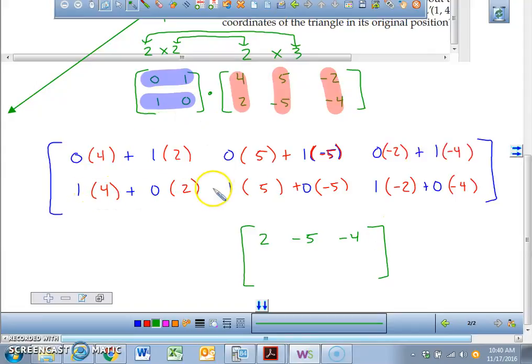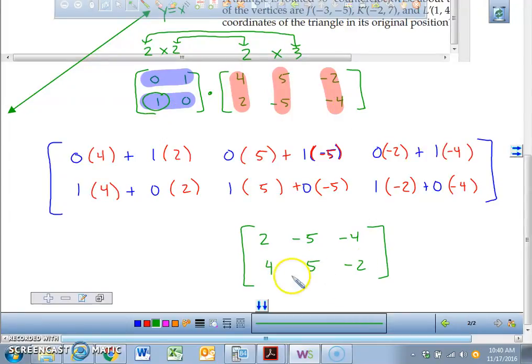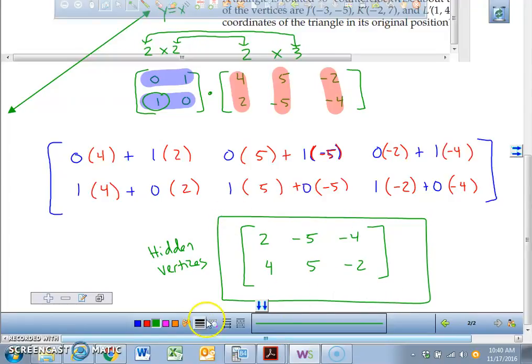So what's the shortcut for this one? Instead of writing this whole long thing out right here, we're going to take the 1, and what's the 1 being multiplied to? All the ones that are in the top. And a 0 is being multiplied to all the numbers in the bottom, and what does 0 do to any number that's being multiplied? Makes it 0, right? So what's the bottom row going to be? A 4, 5, and by the way, these are the hidden vertices. That is the answer to this problem. These are the hidden vertices.